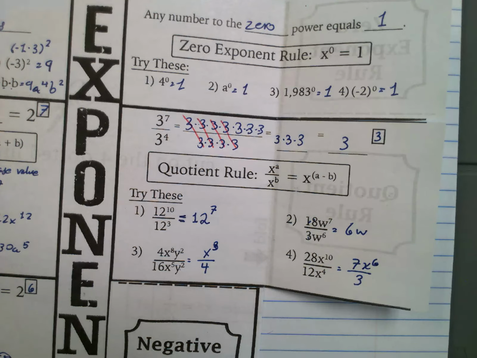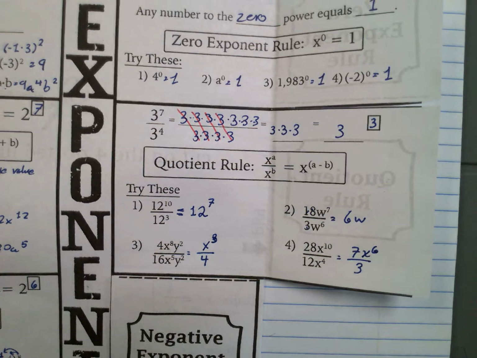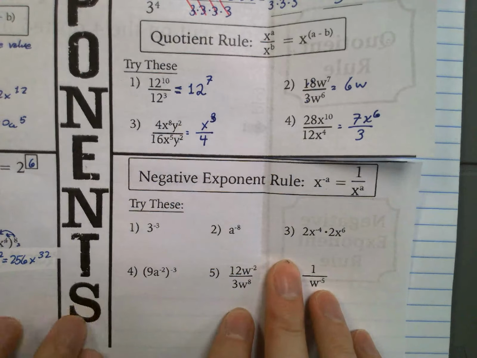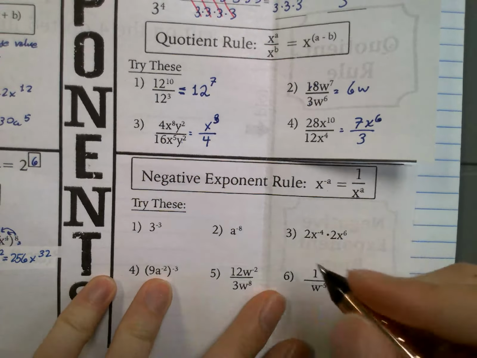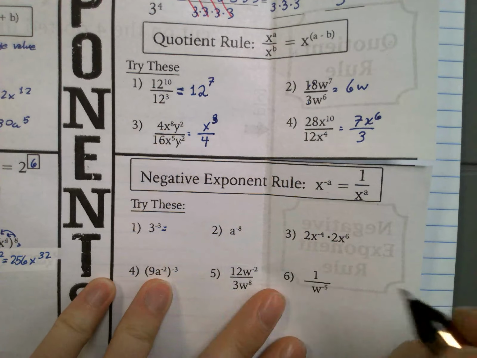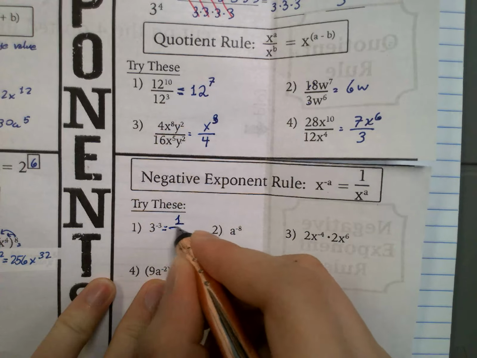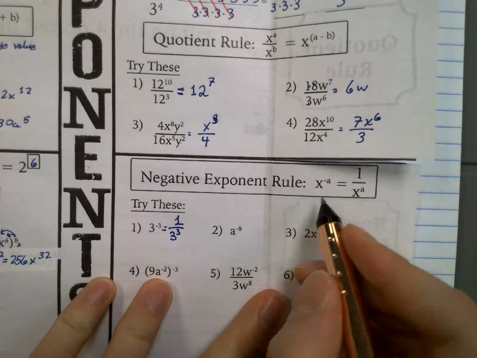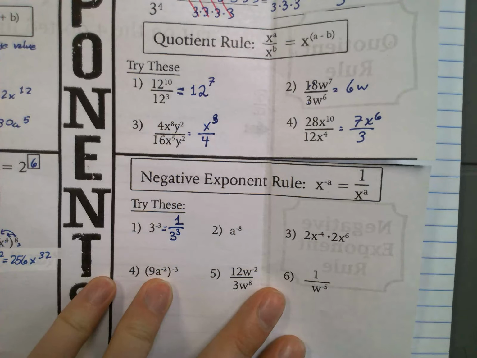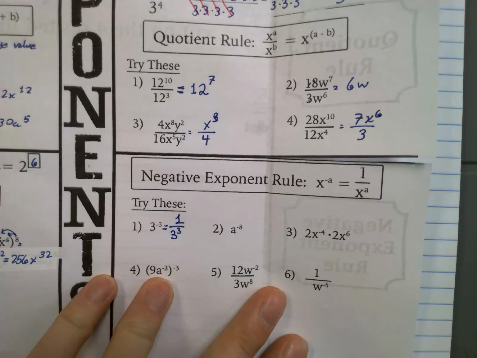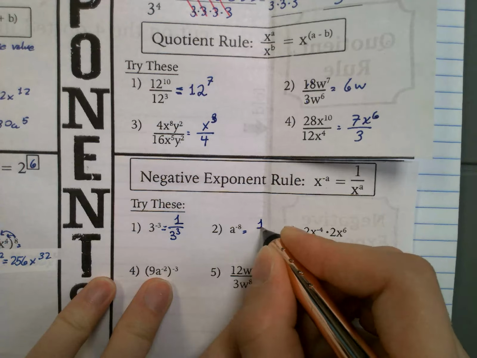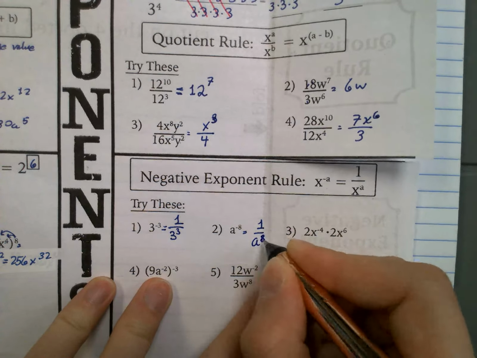Now, finally, the last one is the negative exponent rule. Okay? The negative exponent rule states 3 to the negative 3rd can be rewritten as 1 over 3 to the 3rd. All you're doing is moving the negative to the bottom. If it's negative on top, it goes to the bottom. If it's negative on the bottom, it goes to the top. Okay? That's how we switch around exponential values. Same thing for this. We have 1 over a to the 8th.